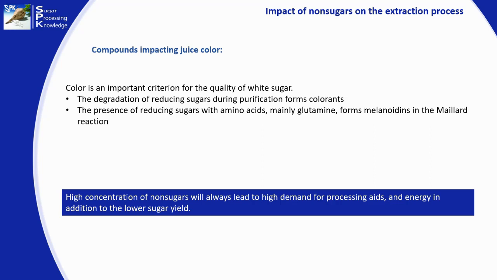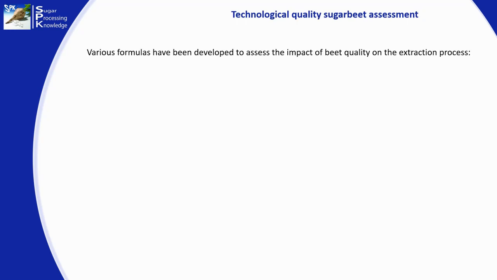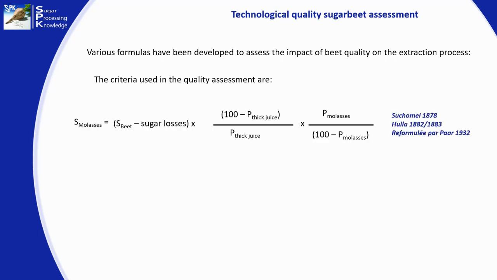Now we will look at the technological quality sugar beet assessment. Several formulas have been developed to evaluate the impact of beet quality on beet processing. The criteria used in the evaluation of quality are molasses sugar, i.e. the sugar remaining in the molasses. It is expressed as a function of the beet sugar content, the total losses, and the purity of the thick juice and the molasses, according to the following formula.